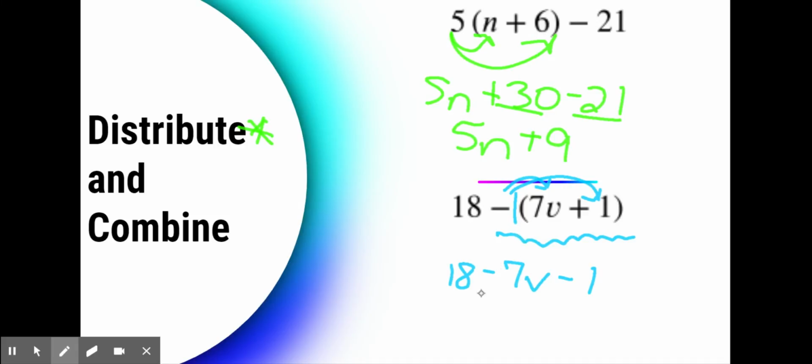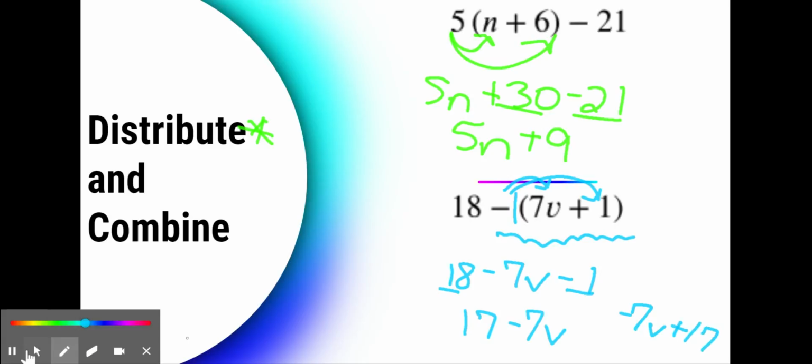So now I want to look for like terms. I have 18 minus 1. That's 17. The negative 7v doesn't have any like terms, so I leave it alone. So 17 minus 7v, or you could write this the other way if you dealt with the v's first, and you would have negative 7v plus 17, right? So you could write that either way, and it would be correct.